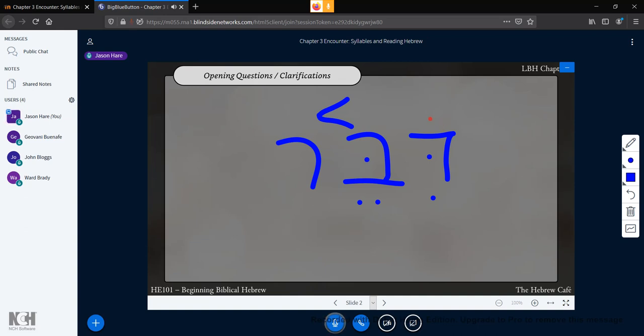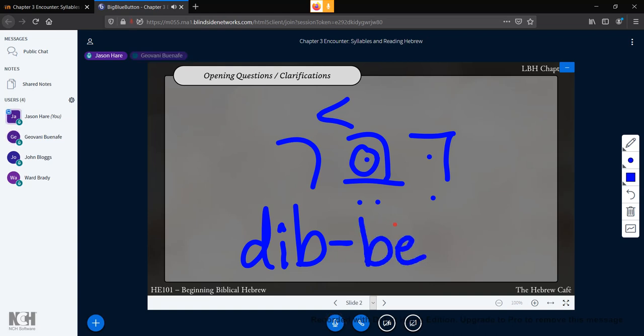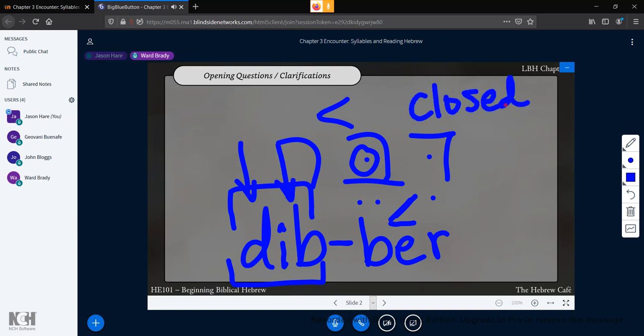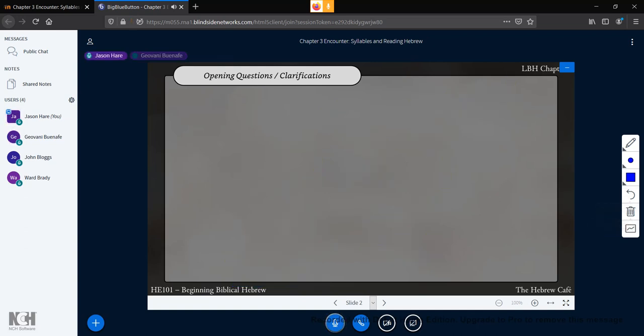So what we have here is dalet, bet, bet, resh. It's two bets. Second syllable, b, e, r. Two syllables, dib, bir. This syllable is unaccented, this one is accented. This unaccented syllable begins with a consonant and ends with a consonant, so it's closed. Closed must have a short vowel. This e is short. That's basically what we're looking at when we have kol.